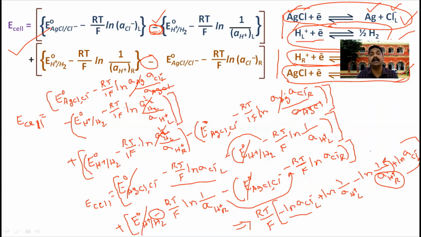Thus, E cell is equal to RT by F ln activity of H plus ion right hand side into activity of chloride ion on right hand side divided by activity of H plus ion on left hand side into activity of chloride ion on left hand side.